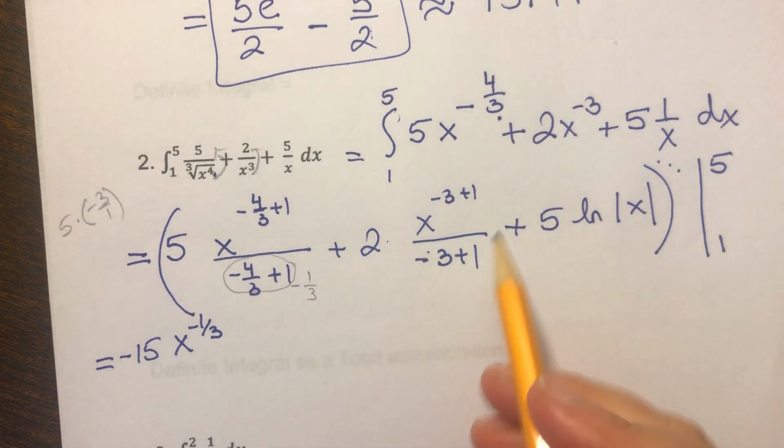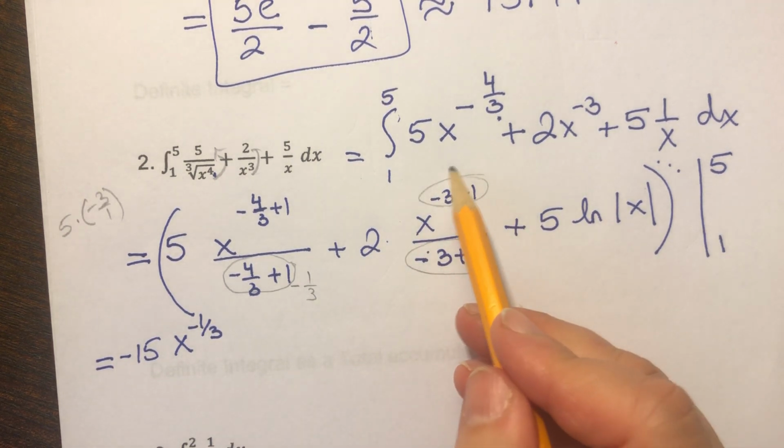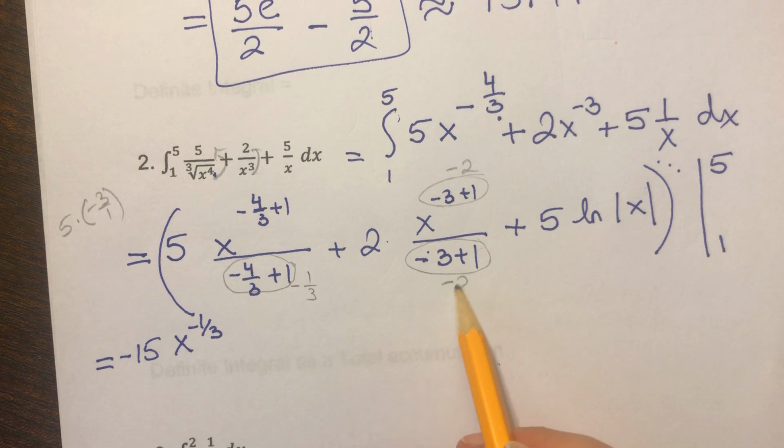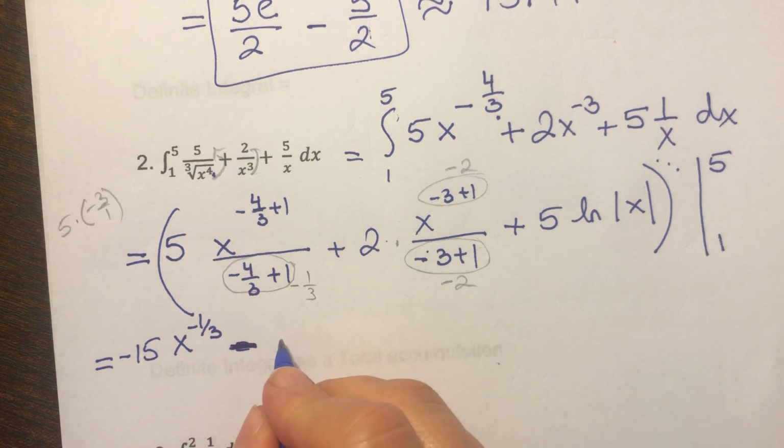Okay, let's see about this exponent here. Negative 3 plus 1 is negative 2. So what is 2 divided by negative 2? That's just a negative 1, right?